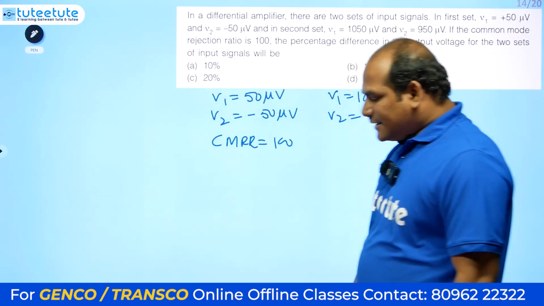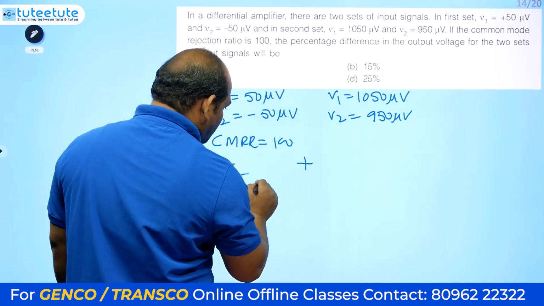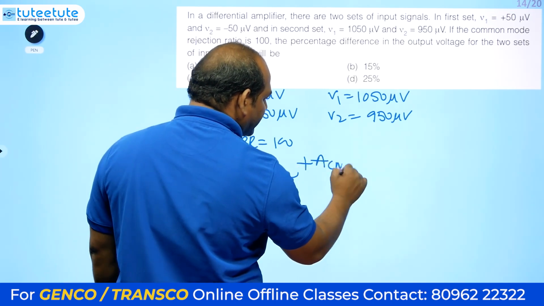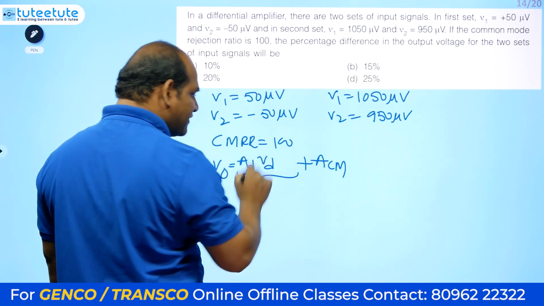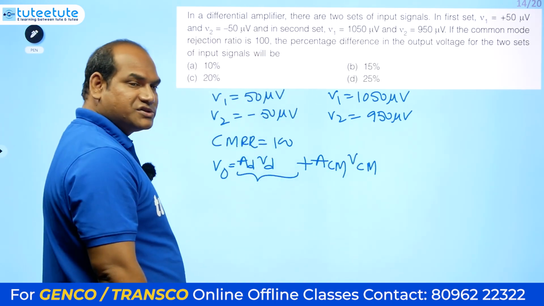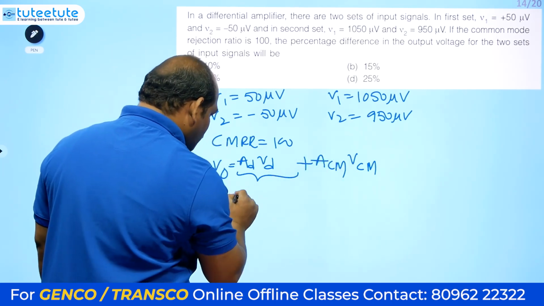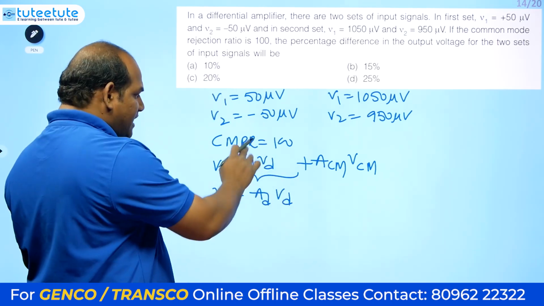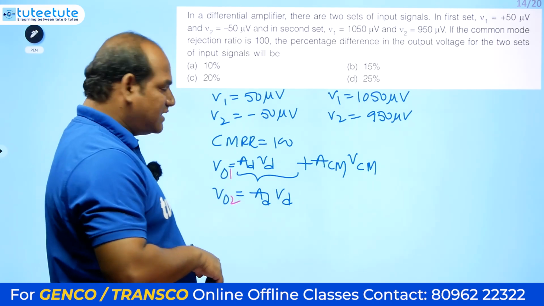Generally, the output voltage can be given due to two parts. One is due to differential gain, the second is due to common mode gain. The differential mode gain has to be multiplied with the differential voltage. For the common mode gain, you have to take the common mode input voltage. If you don't have this part, you only have to calculate using the differential mode gain like this. Because both are there, we can represent them with 1 and 2 like this, V01, V02.